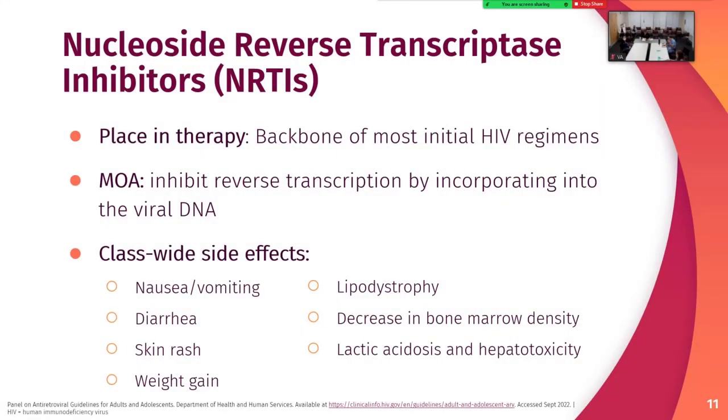So its place in therapy, like I said, is really the backbone of most of our regimens. It works by inhibiting reverse transcription by incorporating itself into the viral DNA. So that's why our older agents were associated with more toxicities like lipodystrophy, decrease in bone mineral density, lactic acidosis, and hepatotoxicity. But our more common agents we use now, like our tenofovir products, are really well tolerated. The most common side effects are going to be nausea, vomiting, diarrhea, skin rash, and some weight gain, but overall very well tolerated.